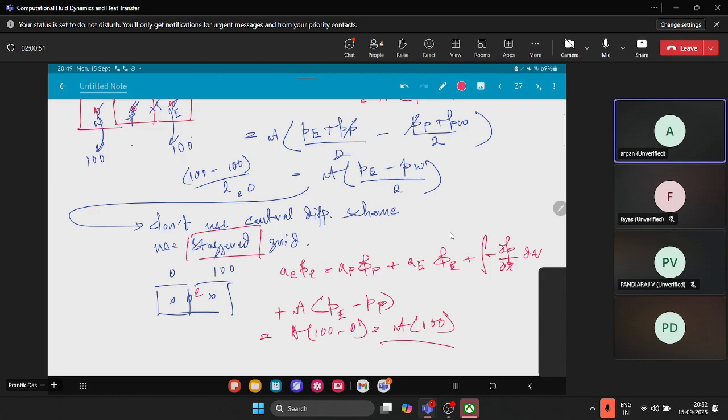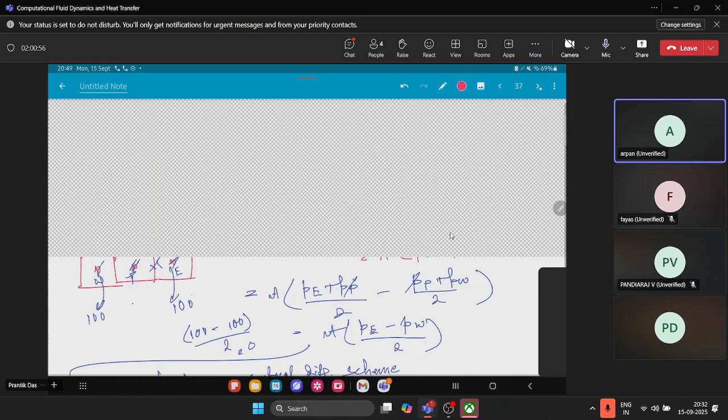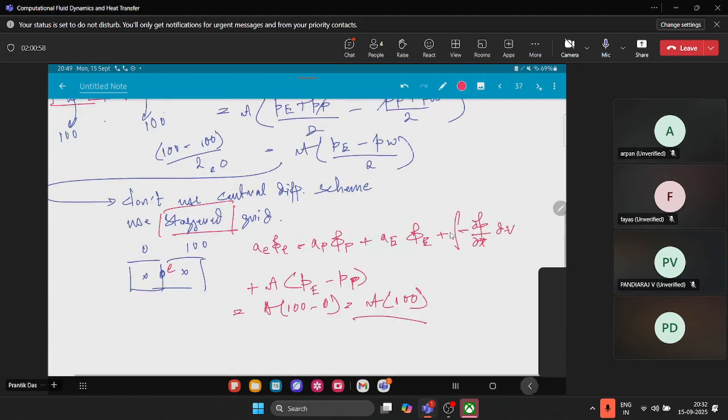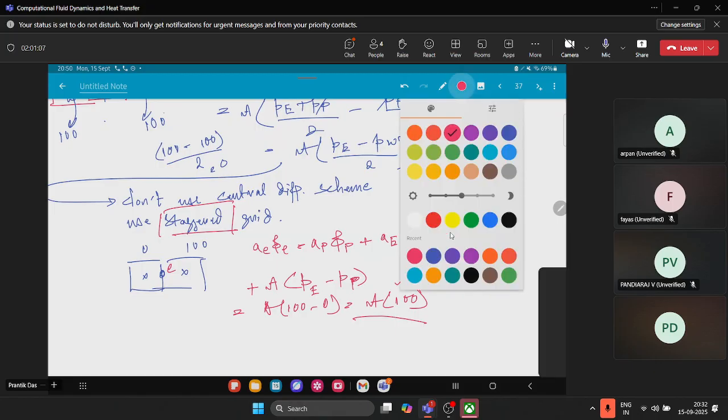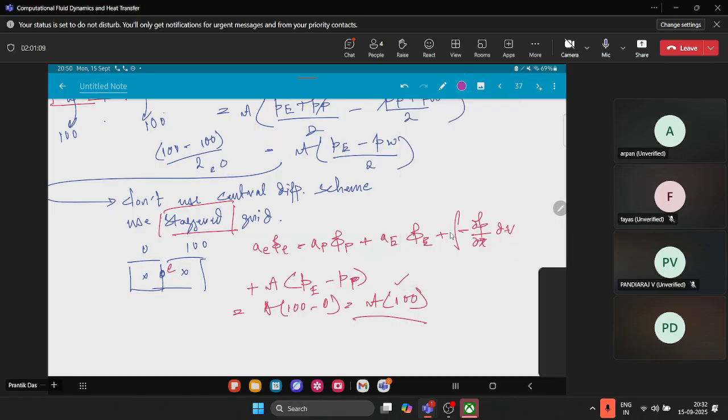Sir, can you repeat the last sentence? Now, in the staggered grid, you have seen that the effect of pressure is captured, right? Yes, sir. Okay. So what I said is that if I use a central difference scheme, then you have to use a staggered grid instead of a collocated one, because staggered is capturing the local pressure, collocated is not. But if you want to use a collocated grid, then you can't use a central difference scheme with a checkerboard distribution of pressure. Okay, sir.